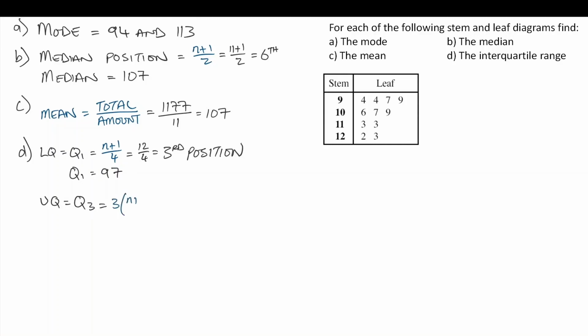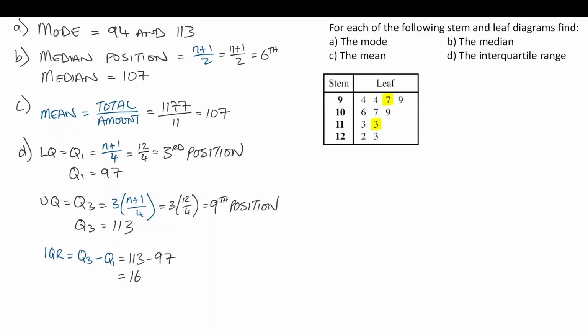The upper quartile is Q3. Its position is 3 times n plus 1 divided by 4. It's the 9th position, the value in the 9th position. You can count through the list, but here's a little trick. You can count 3 back from the end of the list, and you'll get to the same position. So the value in the 9th position is 113. The upper quartile is 113. The interquartile range, that's 113 minus the 97, which gives us 16. So an interquartile range of 16.